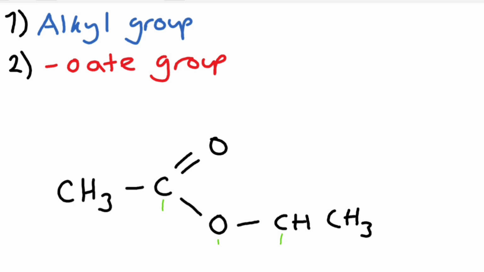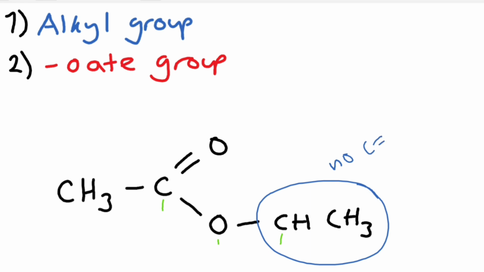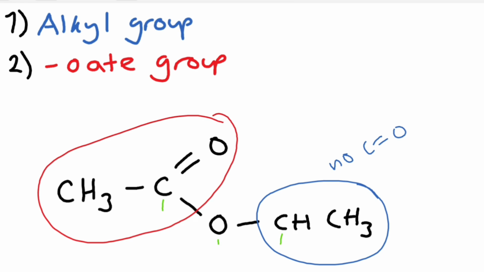Then we identify the groups. So here, this bit is the alkyl group, okay? The alkyl group is the group with no C double bond O. Then we spot the O8 group. It's this group. It has the C double bond O. Okay. So now we identified both groups.